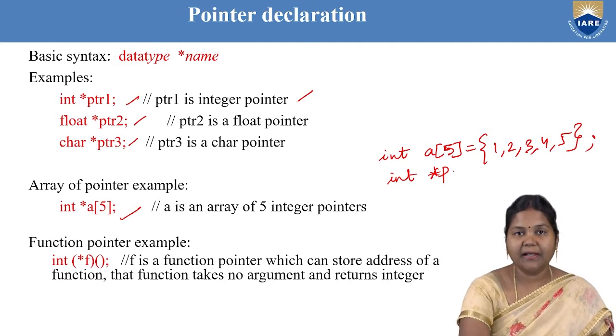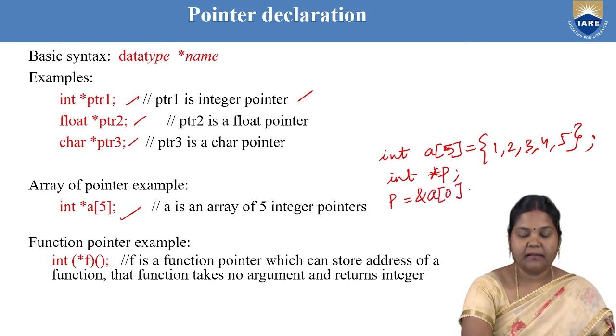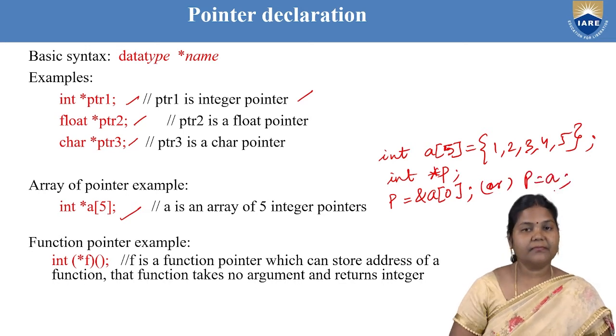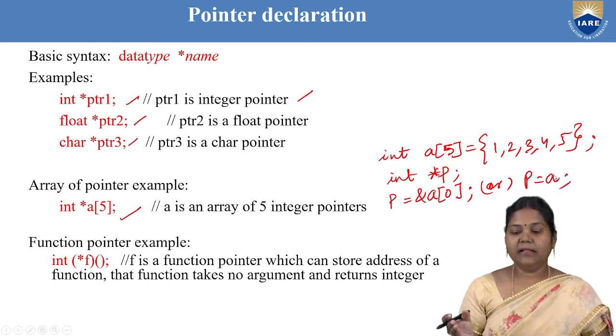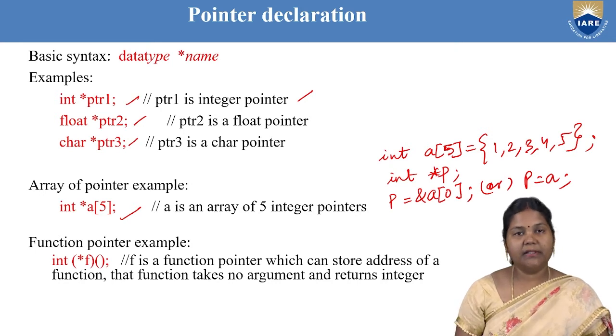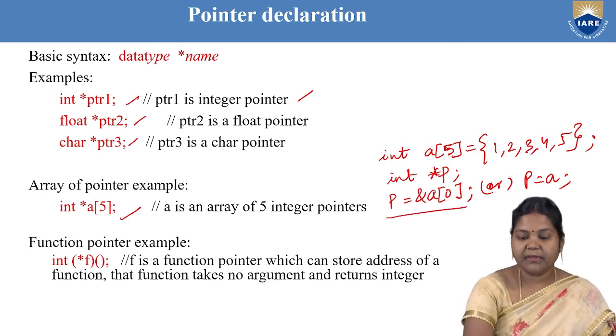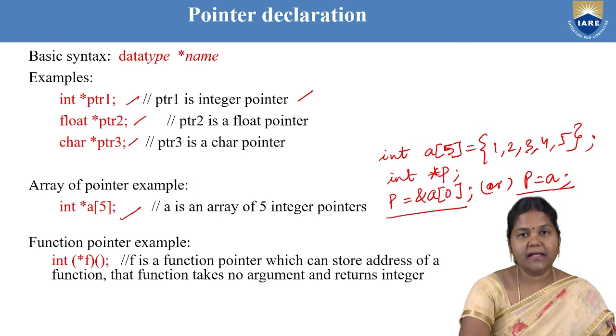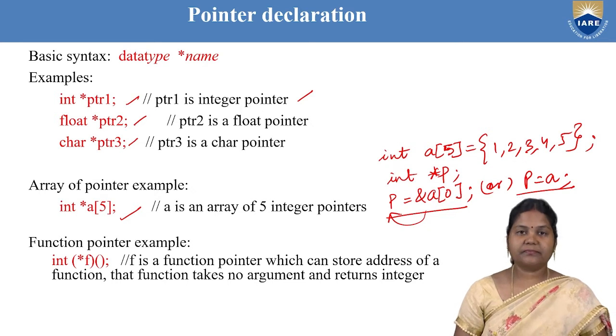So you need to declare an integer pointer. And you can do p is equal to ampersand a of 0, or you can write p is equal to a. So you can store the address of the array into a pointer, or both are same. Here it is storing the starting address of this array into this pointer. Here also it is storing the starting address. A of 0 is the first element in the array, whose address will be stored into this pointer.